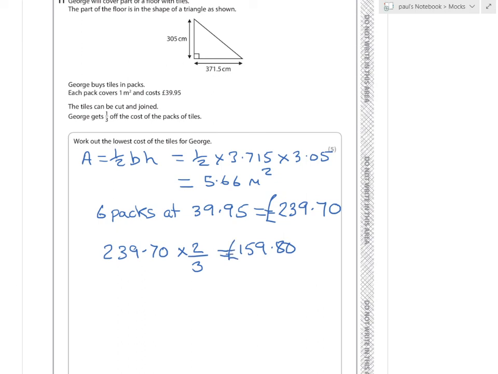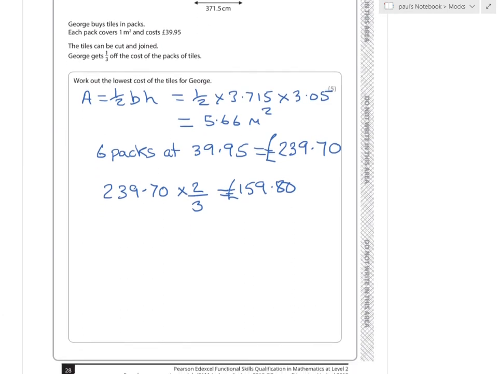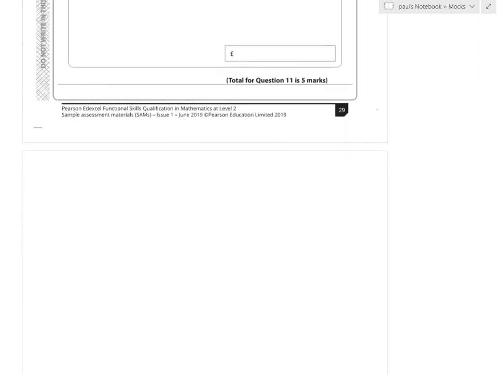What's the lowest cost for George? This is question 11, so let's have a look. 159.80. Yeah, I'm okay with that. Double check that one.